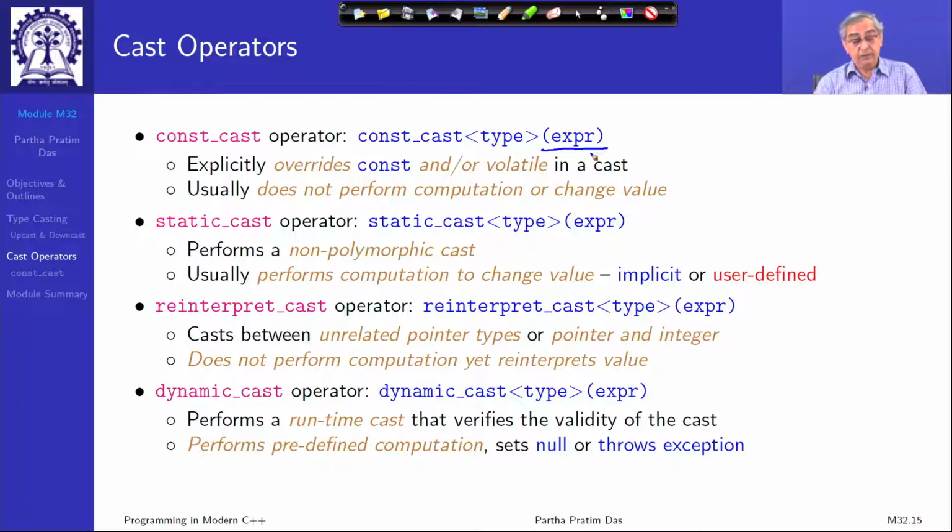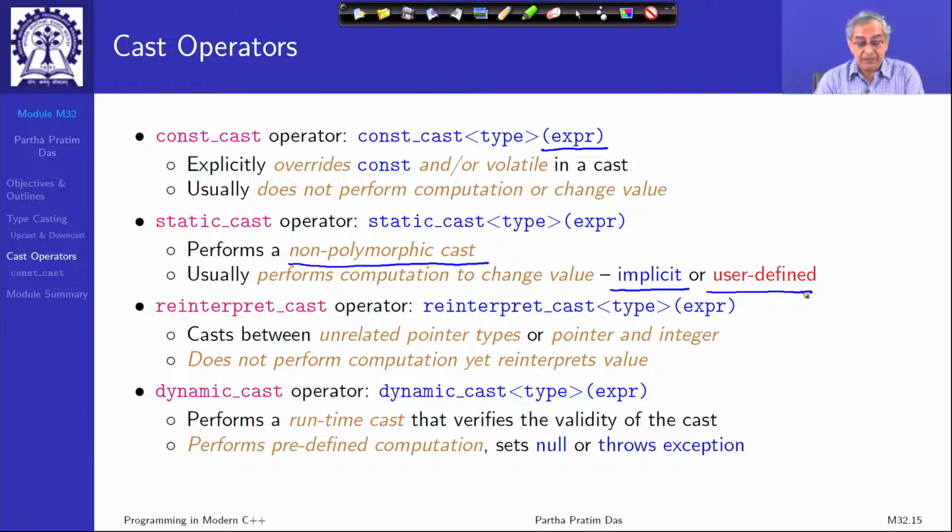Static_cast is a non-polymorphic cast, which converts the expression of one type to another type. There are certain contexts in which this conversion is allowed. If you try to use static_cast in any other context, you get a compilation error, which is great. And this static_cast could happen implicitly, or it can be defined by the user.